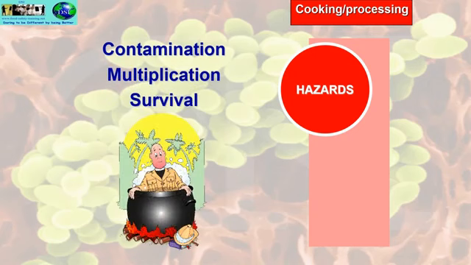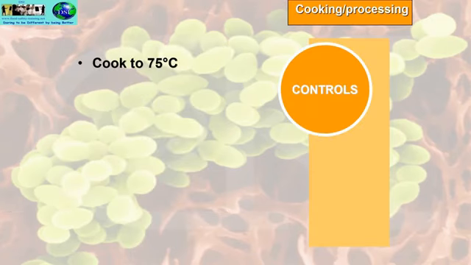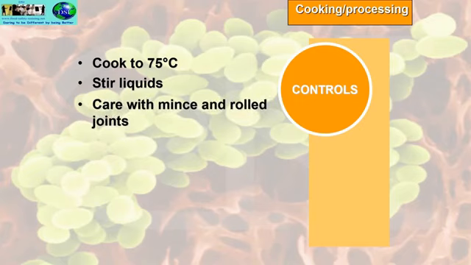So cooking and processing, we can get contamination, multiplication and survival. So controls here will include: make sure you cook food to 75 degrees C from a food safety point of view and from a Food Standards Agency and other agencies' concerns. But as I keep on banging on, from a food quality point of view, anything between 60 and 63 is fine. Stir liquids regularly so you don't get a build-up of cool spots, cool areas where any spores could actually germinate. Care with mince and rolled joints.